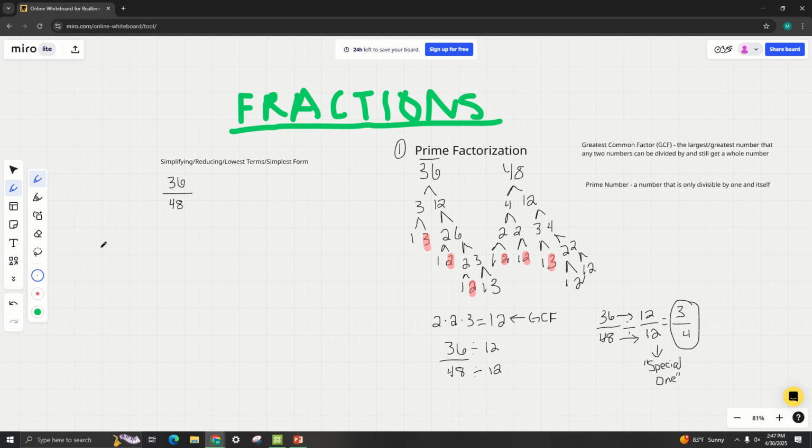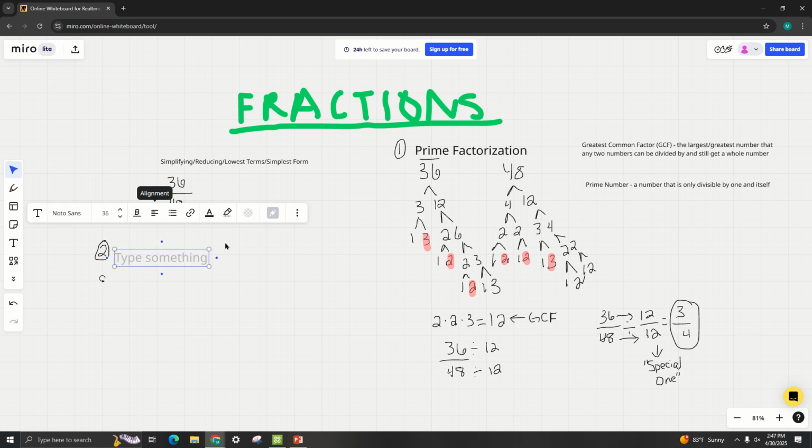There is a second method that I call plug and chug, and maybe you've heard this terminology before. Teachers use it a lot to describe a lot of different methods, a way of just kind of brute forcing your way through something. This is plug and chug.